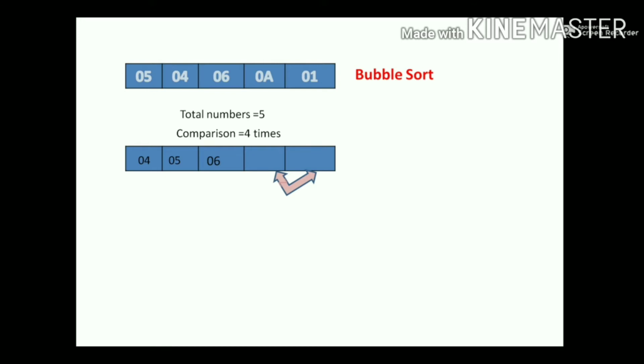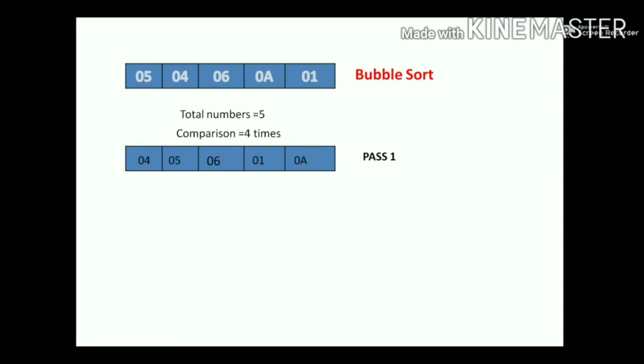So 01 will be at 0A's position and 0A will change its position to the last. This is pass 1. If you see, is our data sorted? No, our data is not sorted yet. That is why this is called pass 1. It means still we need to sort the data. Still we need to arrange the data.